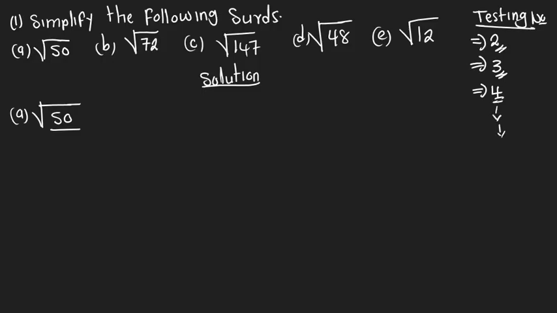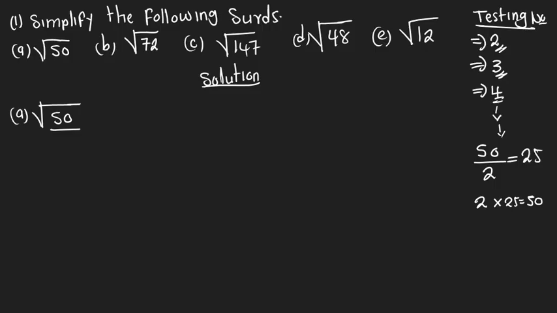Now, can 2 go into 50? Yes. 2 is capable of going into 50. How many times? 25 times. So, if 2 can go into 50 and it's giving you 25, then it means that 2 multiplied by 25 gives you what? 50.